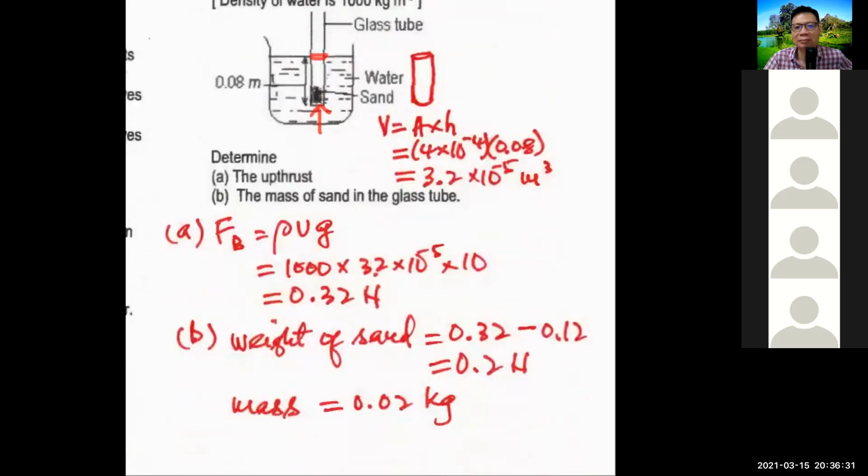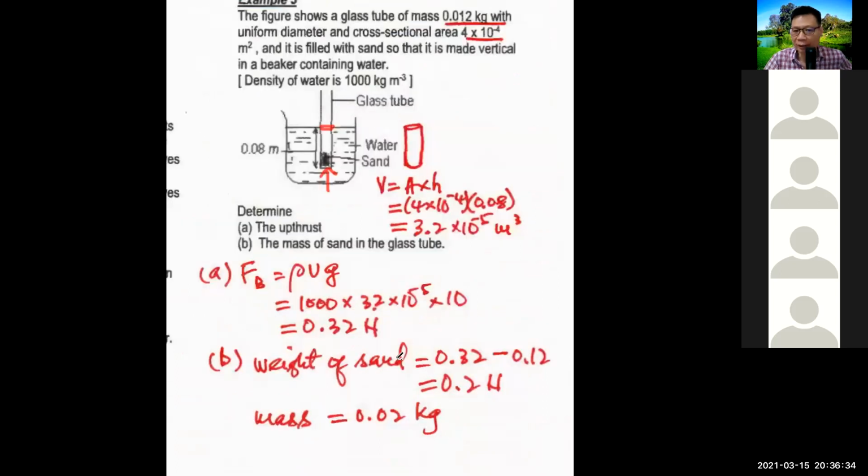No, like that. You find the weight of the sand. To find the weight of the sand, you take 0.32, because buoyant force 0.32 means the weight of the whole thing must also be 0.32. So you take 0.32 minus the sand. The glass tube, sorry, this is the mass of the glass tube. So when you multiply by 10 Newton, you get 0.12. So this is the weight of the glass tube. Total weight minus weight of glass tube, so you get 0.2 Newton. This is the weight of the sand.